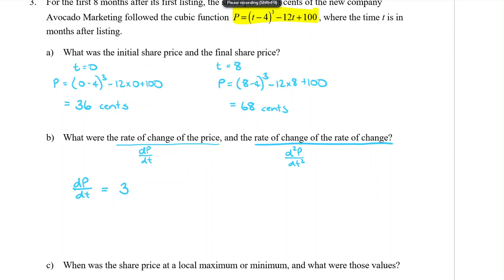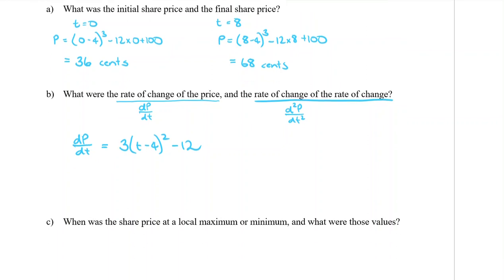You would multiply by the derivative of the bracket, but that's just a 1. Then we keep the bracket, subtract 1 from the power. Then I still have 2 more terms to differentiate. The negative 12t will just become negative 12, and the 100 will just disappear.